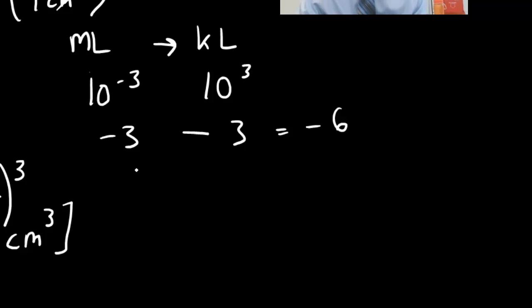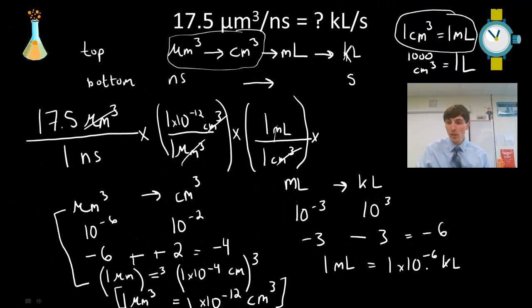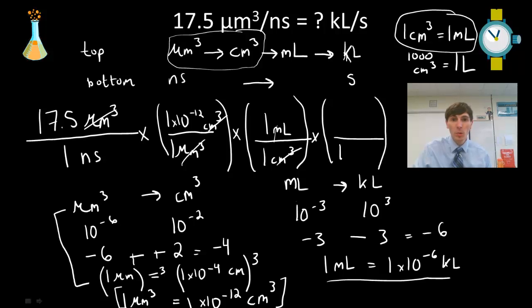So what I can do is I can make a new conversion factor. 1 milliliter is equal to 1 times 10 to the negative 6th kiloliters. Okay, there's my new converter. Okay, so I'm going to go ahead and use that and plug it back in up here to get me from my milliliters to kiloliters. So I'm going to do that now. 1 milliliter, I canceled that out too early, is equal to 1 times 10 to the negative 6 kiloliters. Beautiful. Okay, we're almost there. The top is done. All the units on the top have reduced down to kiloliters, which is what I want. So now I need to look at the bottom.